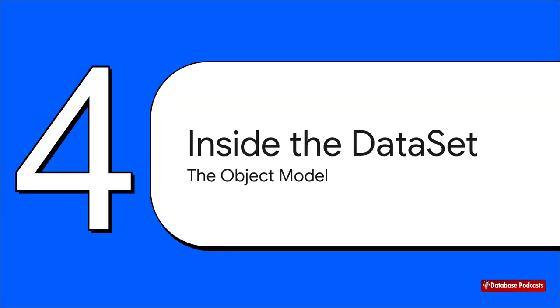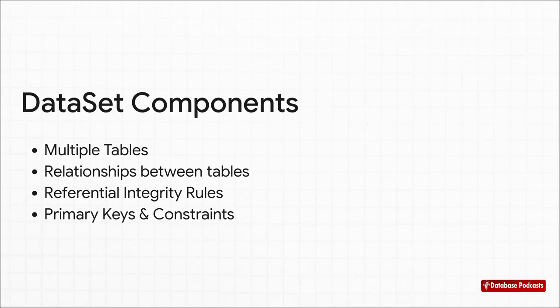Okay, so we've got our data briefcase. Let's open it up and see what's inside. Because a data set is so much more than just a list of records. It's this really sophisticated object model that's basically designed to mimic a real relational database. Inside just one dataset, you can have a bunch of data table objects, each with its own columns and rows.